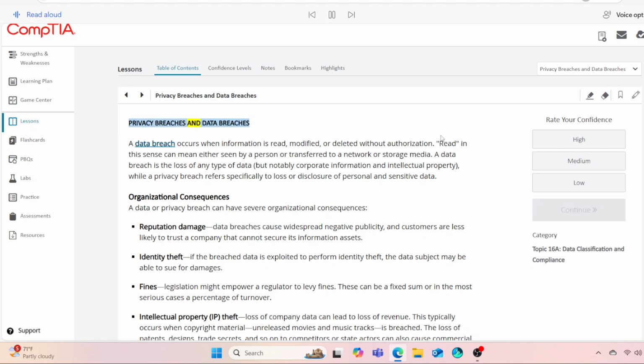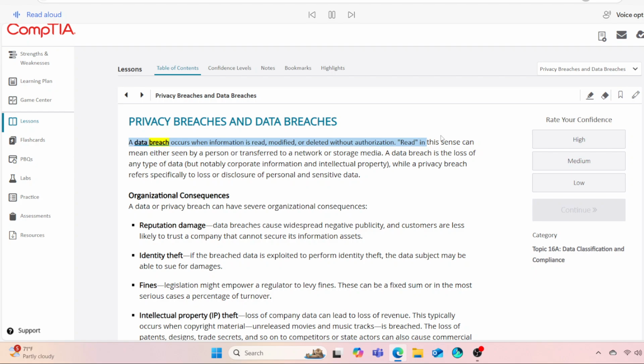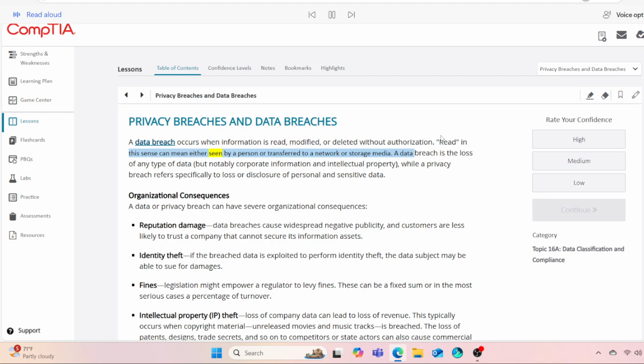Privacy breaches and data breaches. A data breach occurs when information is read, modified, or deleted without authorization. Read, in this sense, can mean either seen by a person or transferred to a network or storage media. A data breach is the loss of any type of data, but notably corporate information and intellectual property, while a privacy breach refers specifically to loss or disclosure of personal and sensitive data.